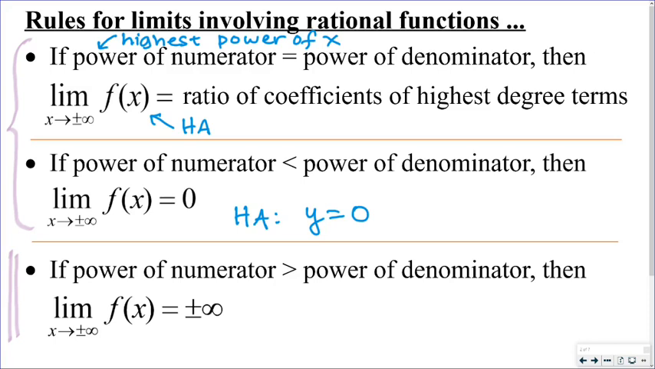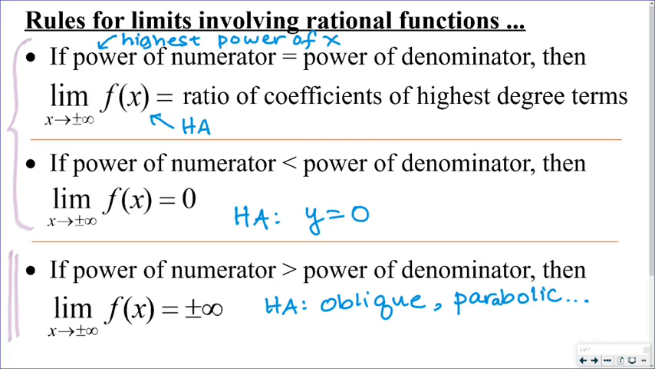If the power of the numerator is greater than the power of the denominator, then the limit as x approaches positive or negative infinity is positive or negative infinity. And this is where you would wind up with a non-horizontal asymptote that is possibly oblique or parabolic, or some other non-linear shape. We will not see this in calculus. The only type of non-vertical asymptotes we see are horizontal ones, like in these first two descriptions.